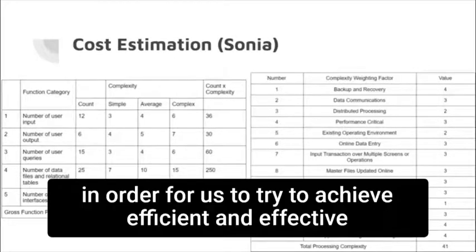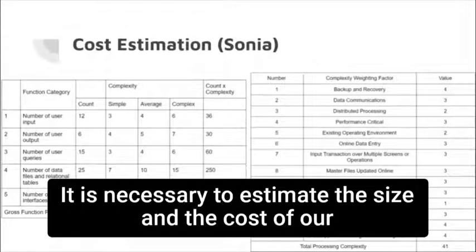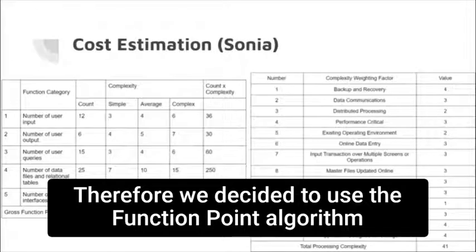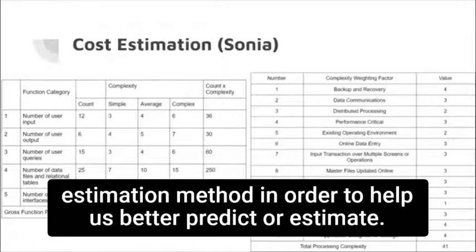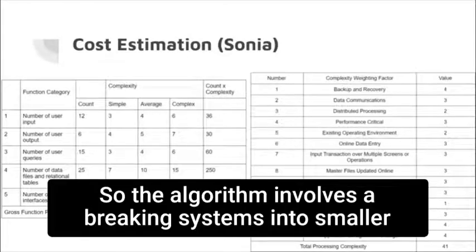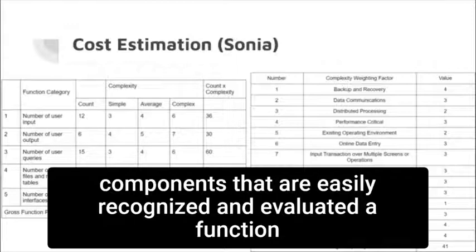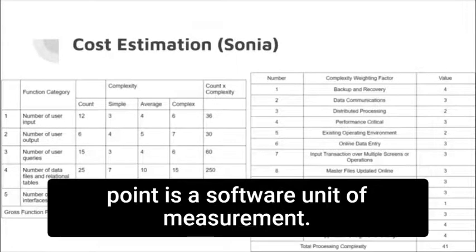In order for us to achieve an efficient and effective software project, it is necessary to estimate the size and the cost of our project. Therefore, we decided to use the function point algorithm estimation method to help us better predict our estimations. The algorithm involves breaking systems into smaller components that are easily recognized and evaluated. A function point is a subset of units of measurement.